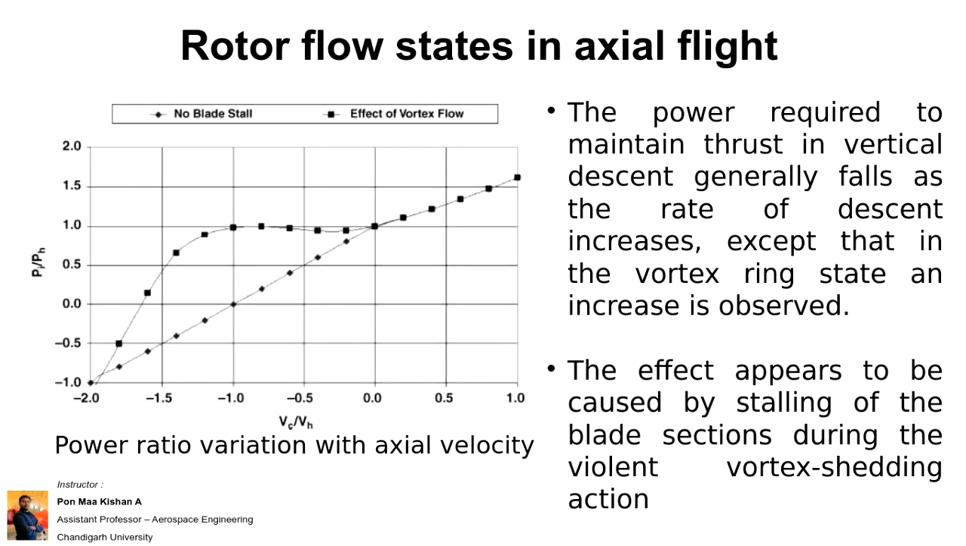So the power required to maintain the thrust in vertical descent generally falls as the rate of descent increases. Okay. So when the rate of descent increases, the power required will be decreasing, because the vortex wake, the turbulent wake, is moving above the rotor, so it is not going to create any effect.